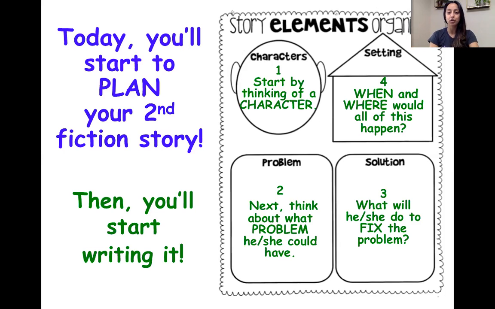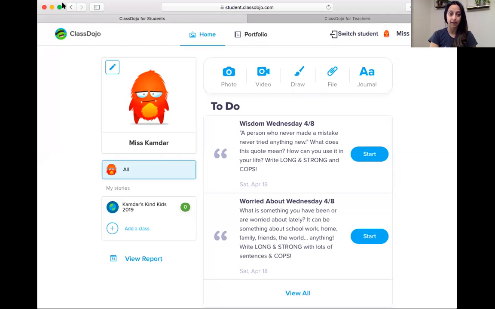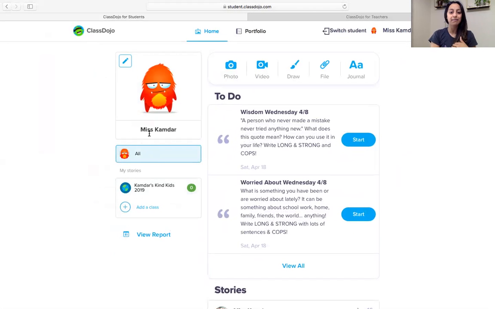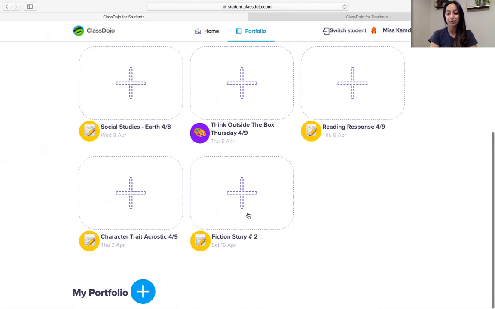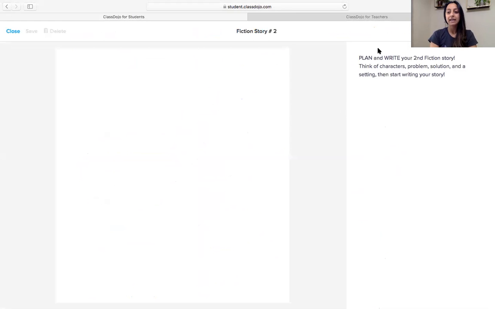All right, so I'm gonna show you how you're gonna do this in Dojo, okay? So I'm gonna share my screen so that you can see what your Dojo would look like. So here's your Dojo. I'm logged on as Miss Camdar because I had to create my own account to show you this. So when you log on, you'll see this. You'll go to view all down here so you can see all of your assignments. And then you'll go down here to where it says fiction story number 2. And in the directions, it says plan and write your second fiction story. Think of characters, problem, solution, and a setting, then start writing your story.